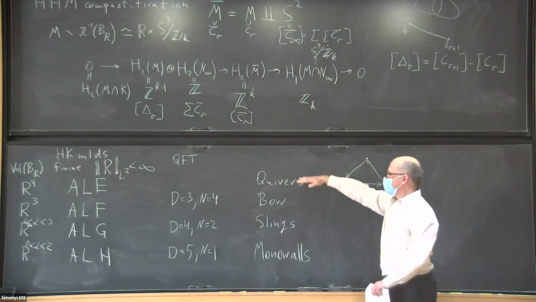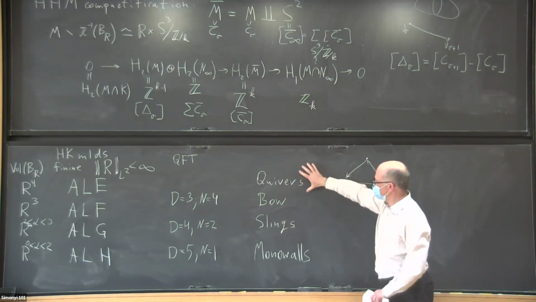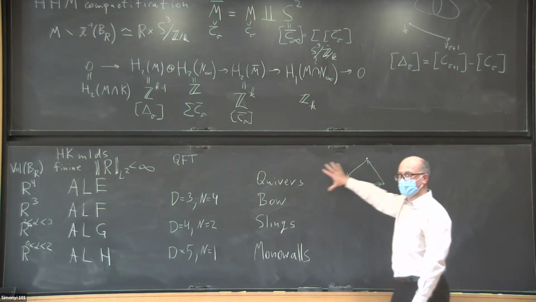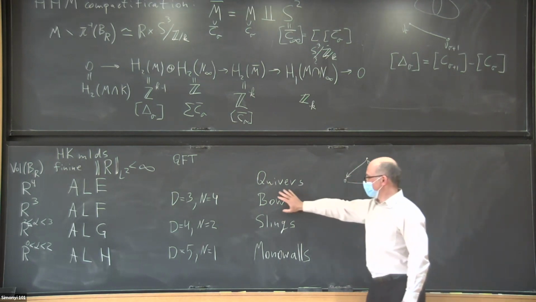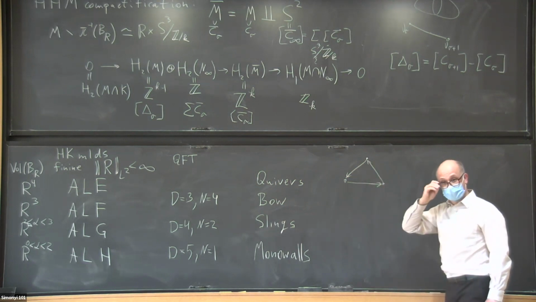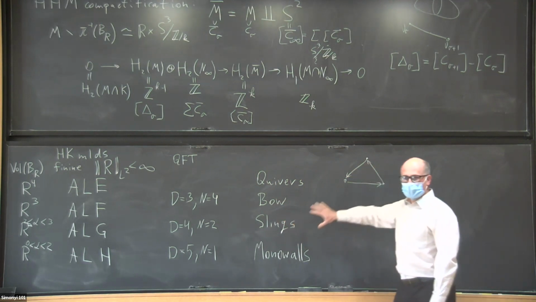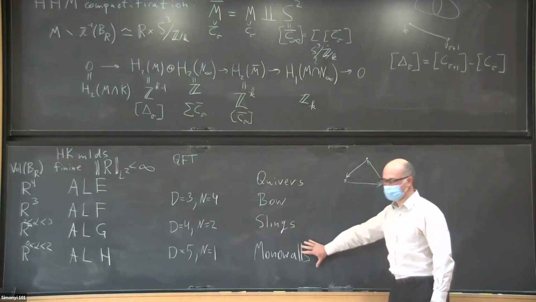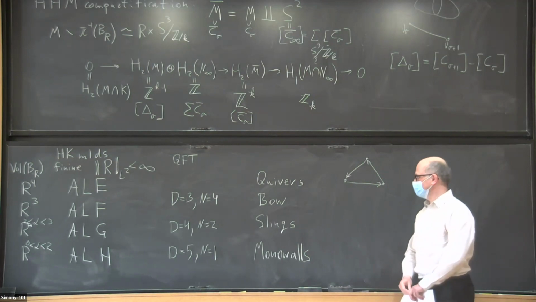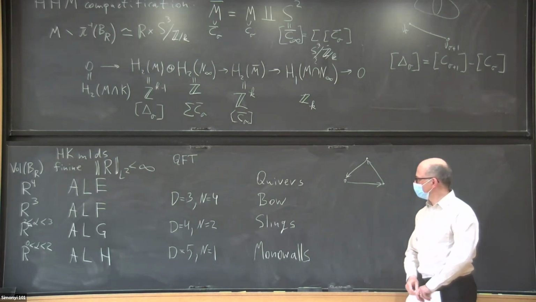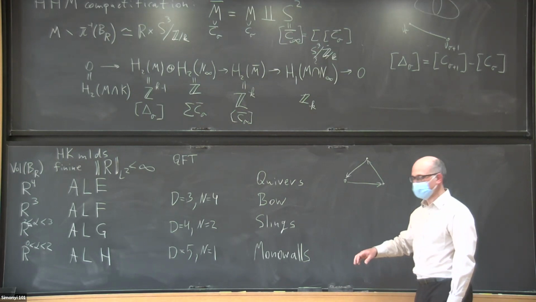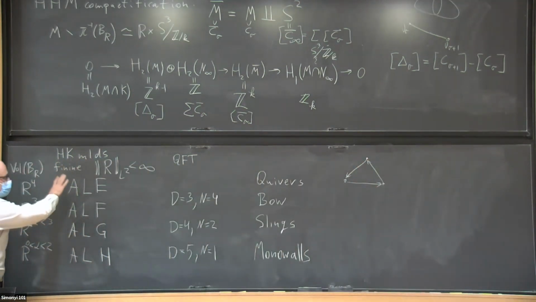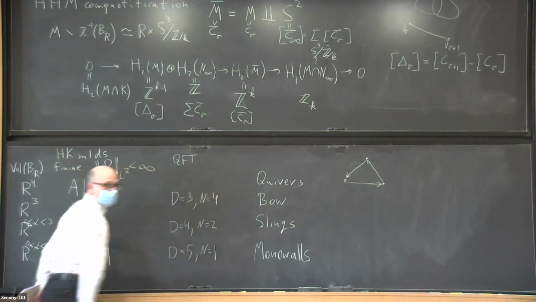The only reason I mention this is that all of these are steps in generalizing the notion of a quiver. So quivers involve some algebraic equations. Bows involve some ODEs. Slings involve some PDEs, like Hitchin systems. And monopoles involve PDEs. Well, these are in 2 dimensions, this is in 3 dimensions. So these spaces appear as moduli spaces of these objects.